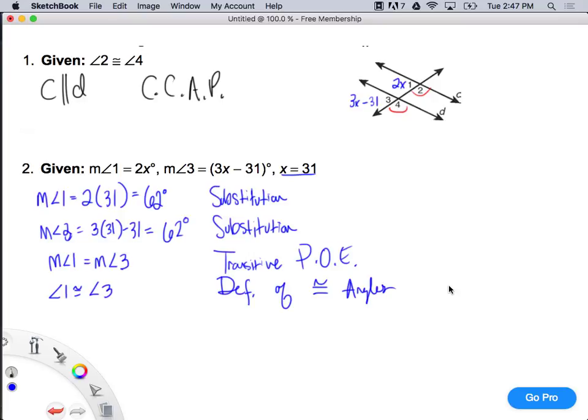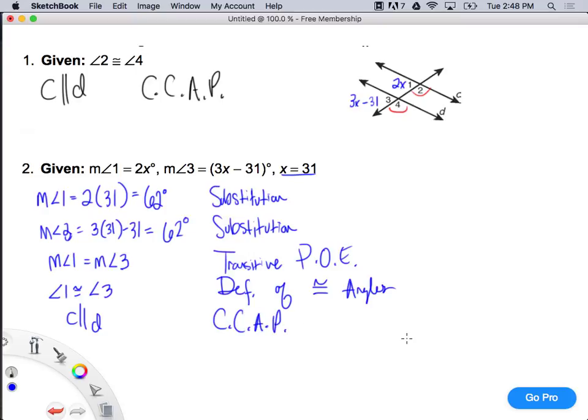So I substituted in, I saw that they're equal. If I know these two corresponding angles are congruent, what am I trying to prove again? What's the whole reason I'm doing this? I'm trying to prove the two lines are parallel, right? If those two angles are congruent, they're parallel. I know that C is parallel to D, and how do I know that? The converse of the corresponding angles postulate.